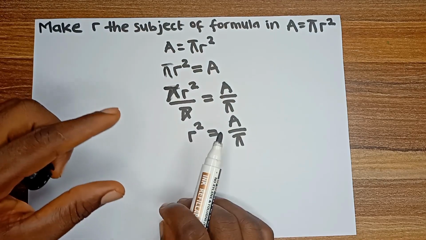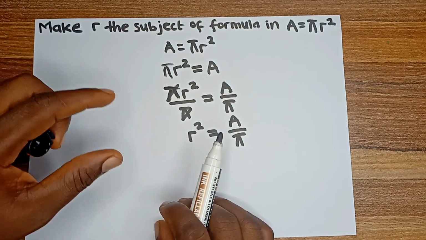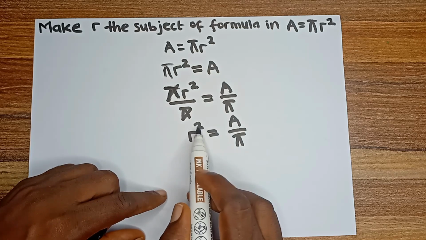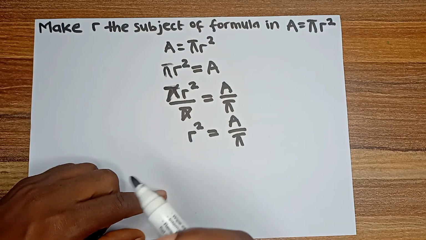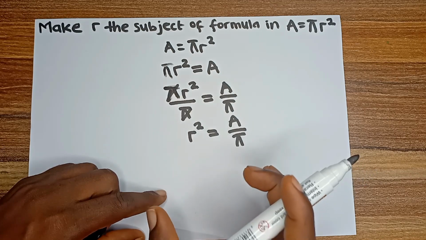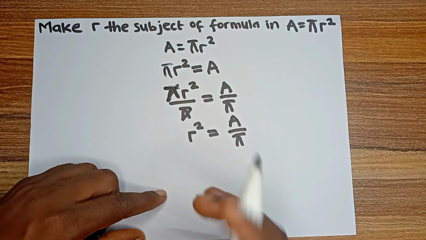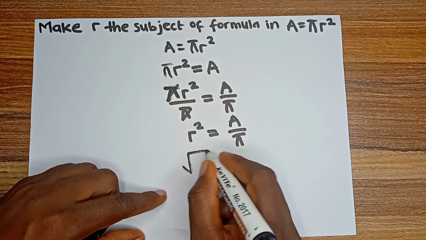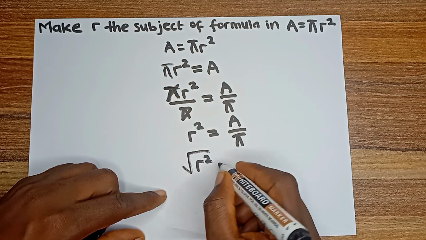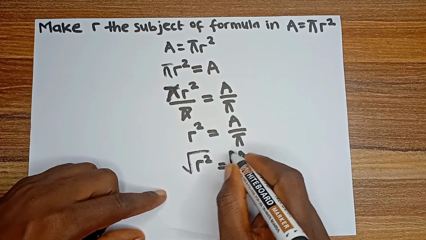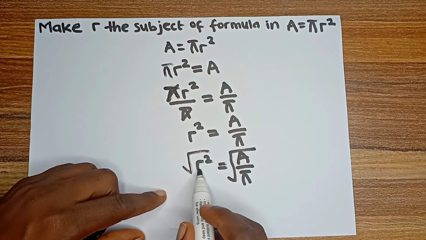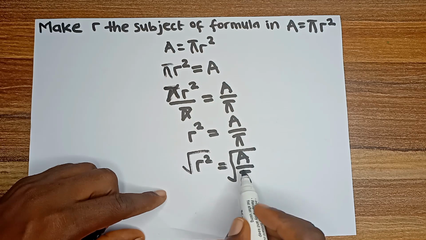At this point, we have been able to eliminate pi from the left side of the formula, but we still have square here, which is not meant to be on the left. In order to eliminate it, we are going to introduce the opposite of square, which is square root. So we are going to get the square root of both sides of the formula. So we are going to have square root of r squared is equal to A all over pi, square root of this. Okay, so square root of r squared is equal to square root of A all over pi.